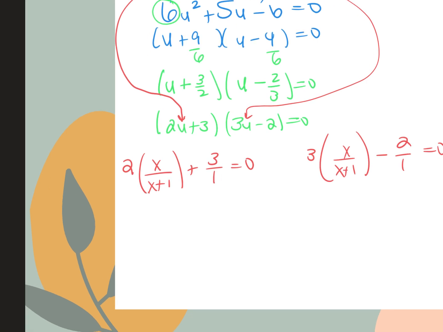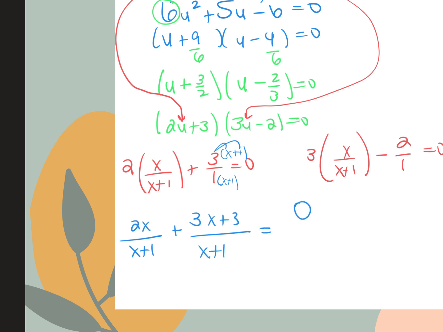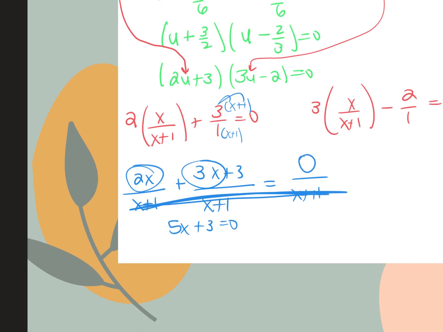Okay, let's solve the left-hand side. 2 times x is 2x over x plus 1. Well, if I want to add these two together, I need a common denominator. So my common denominator would be x plus 1. So what you do to the bottom, you do to the top. So this leaves me with 3x plus 3 over x plus 1 equals 0 over x plus 1. So now that my denominators are the same, we can get rid of them. So combine like terms. 2x plus 3x is 5x plus 3 equals 0.